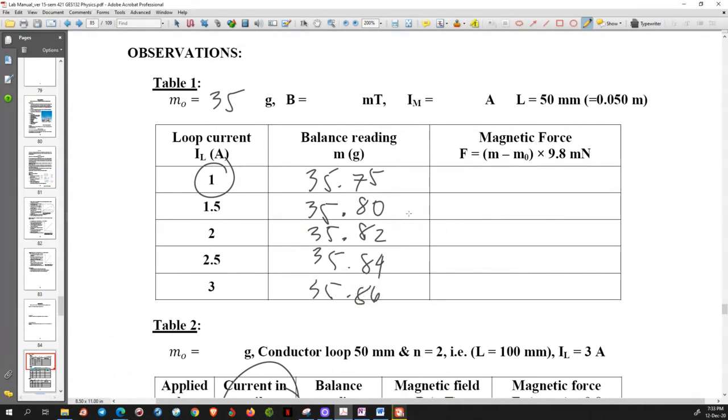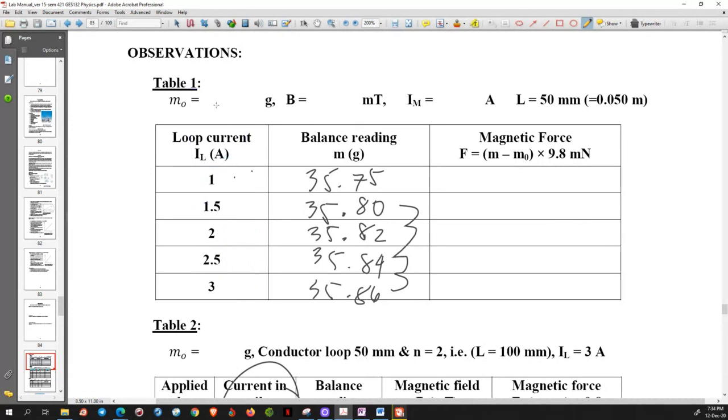35.86. I will tell you something. The change here should be almost the same. If it goes down, we have to adjust the balance, yes. Okay? So the value from 1.5 to 3, 1 by 1, should increase by almost the same amount. Not perfectly, but almost. Except for the value of 1.